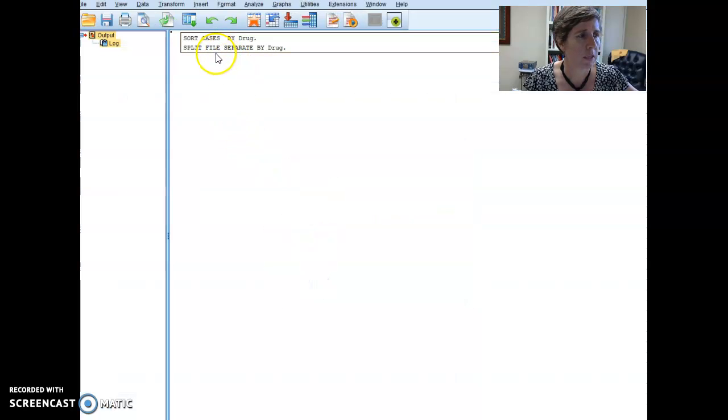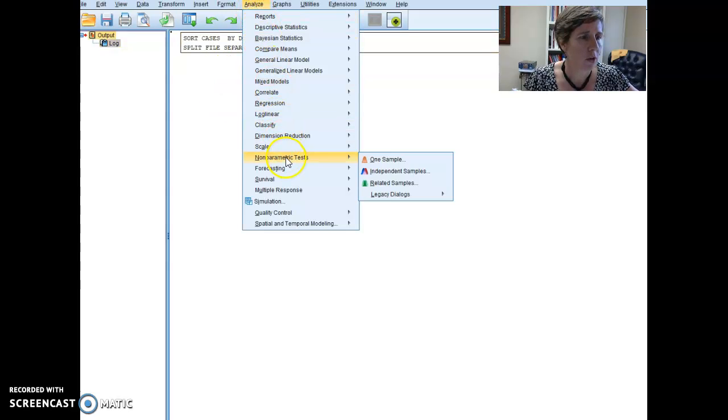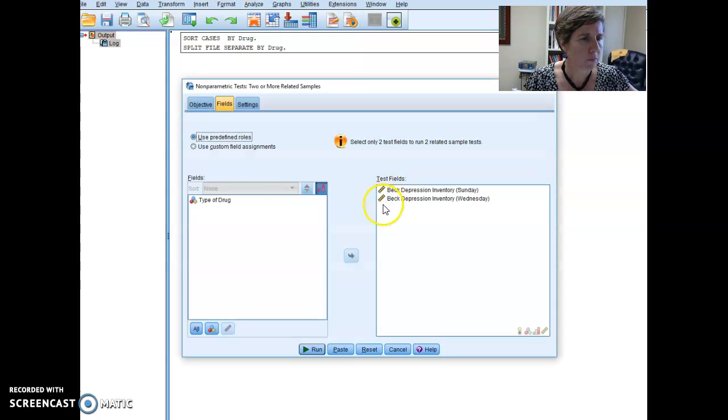It tells me up here in my log what that's doing. So I can go up here to Analyze and go to Nonparametric, and in this case I'm doing related samples. My test fields are my Sunday and Wednesday, and I'm going to click Run.